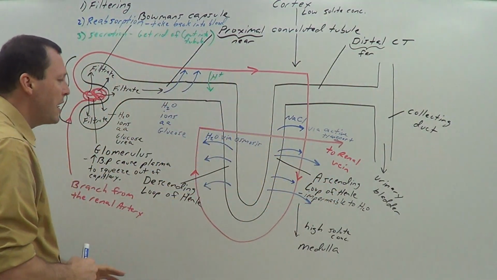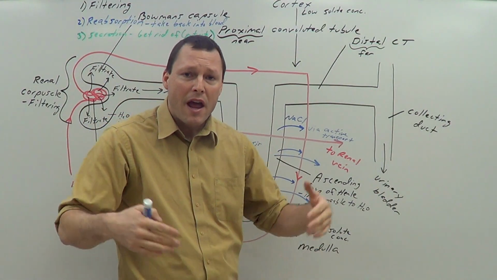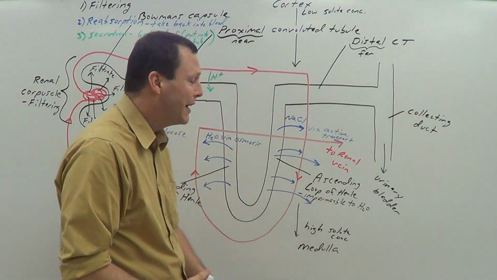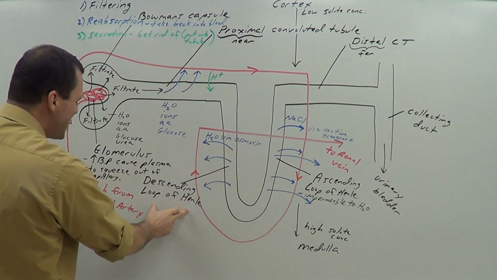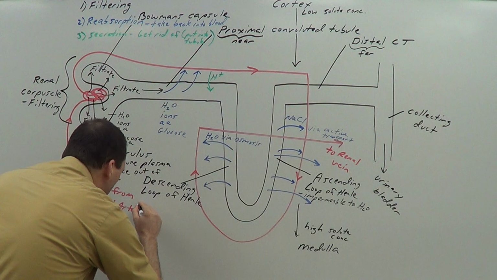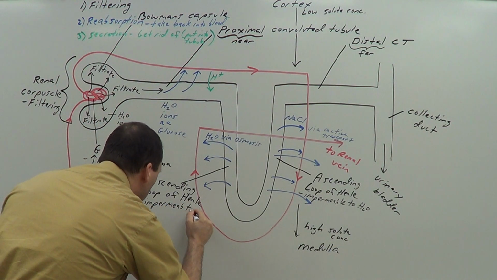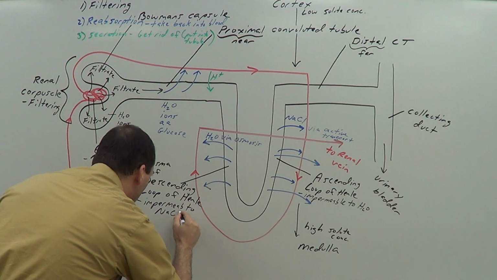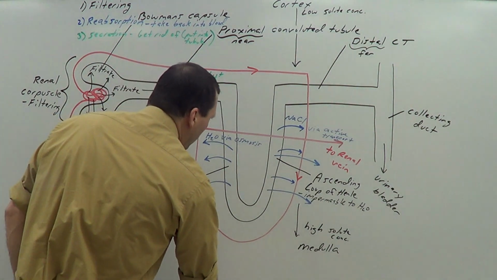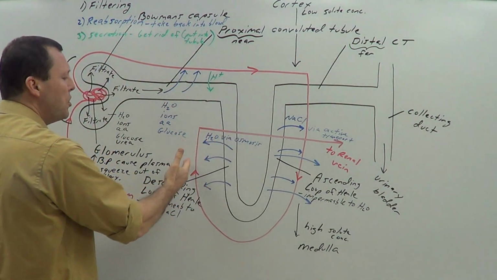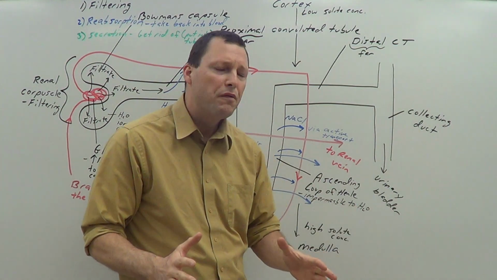So we need to reclaim that water, because land animals do not have ever-ending access to water on land. Now, another important thing here is the descending loop of Henle is going to be impermeable to salt, to sodium chloride. So they're kind of almost opposites of each other. Now, why not just have the salt and the water both come out together? Well, there's going to be an important reason for that.